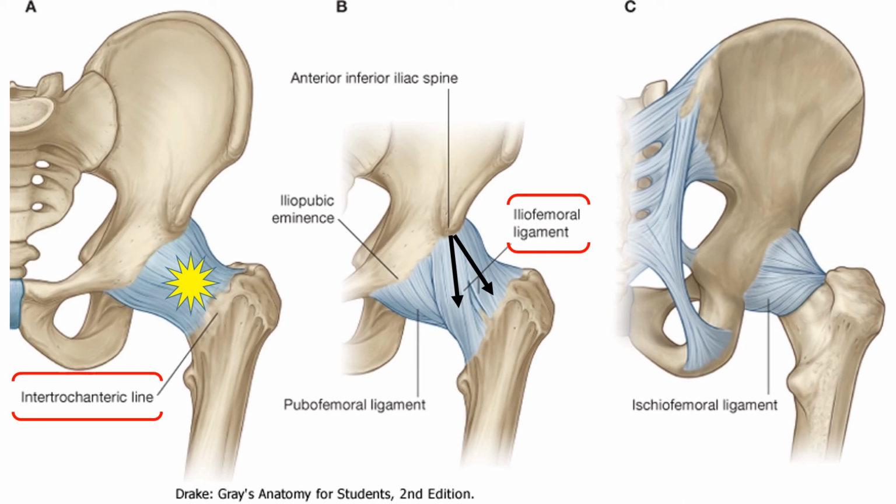Then, looking also anteriorly, we can see that this triangular structure is the pubofemoral ligament, between the pubis and the femur. And as we have a look posteriorly, we can see a ligament extending from the ischium to the femur, and therefore it is called the ischiofemoral ligament.